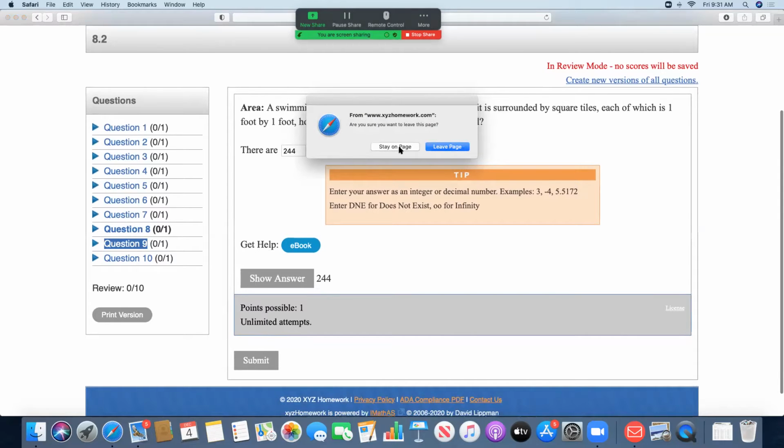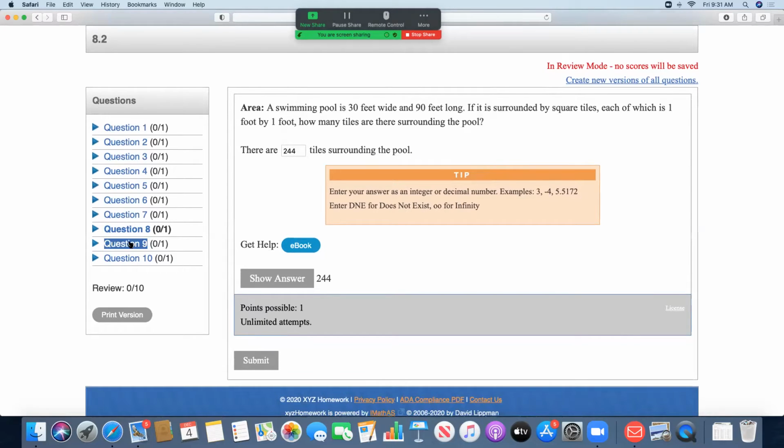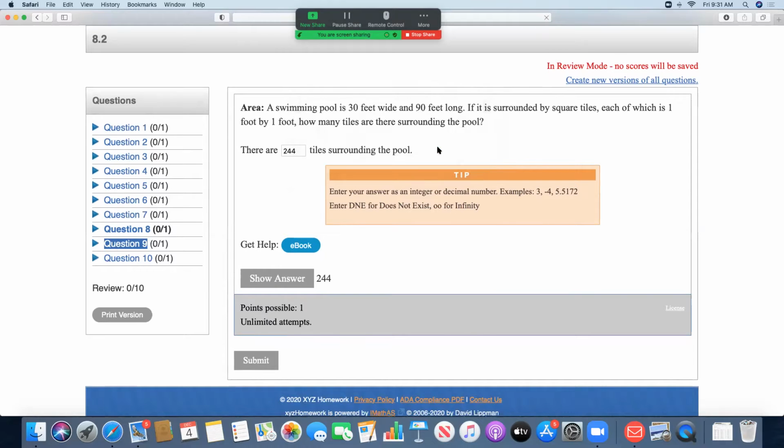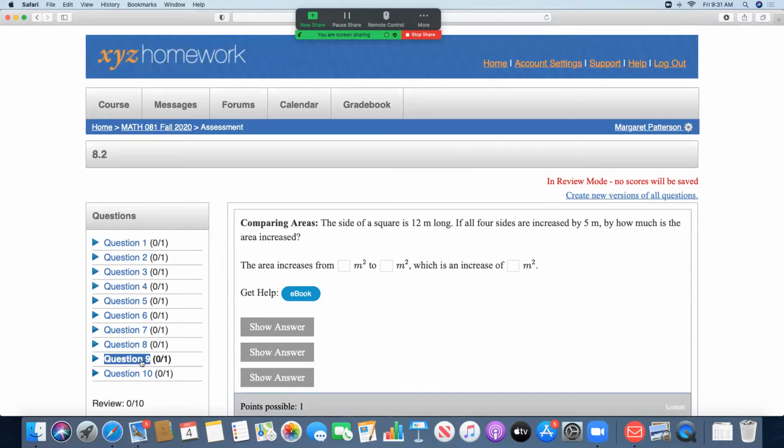Let me see. Okay. Guess I have to leave the page. I don't know. They're not going to let me do it. Yeah, you have to leave the page. They'll do it, okay.